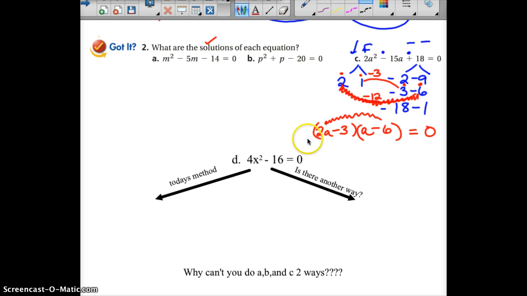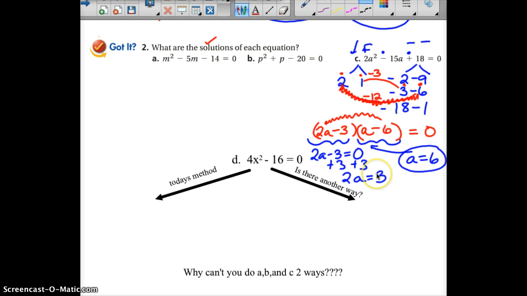I need the solutions. What makes this equal to 0? This one's obvious. a minus 6 is equal to 0, so there's one of my solutions. My other solution would come from physically setting it equal to 0 and using my linear algebra skills, doing the opposite, to solve for a. So I'd have 2 times a is equal to 3, and I'd divide both sides by 2, and get a is equal to 3 halves, or 1 1/2.